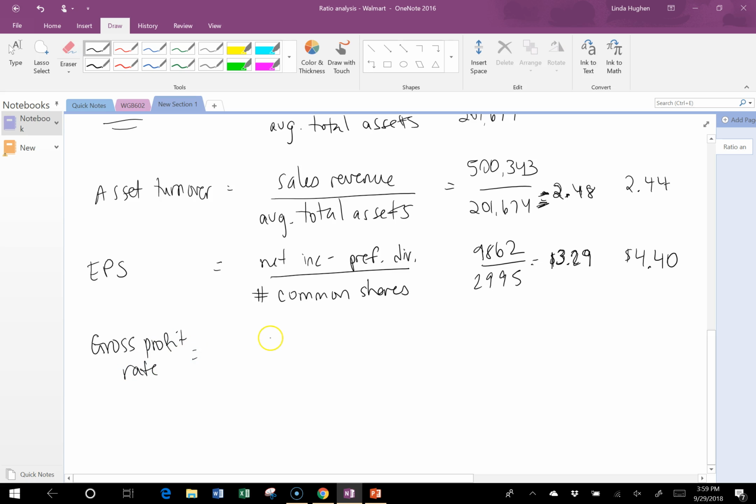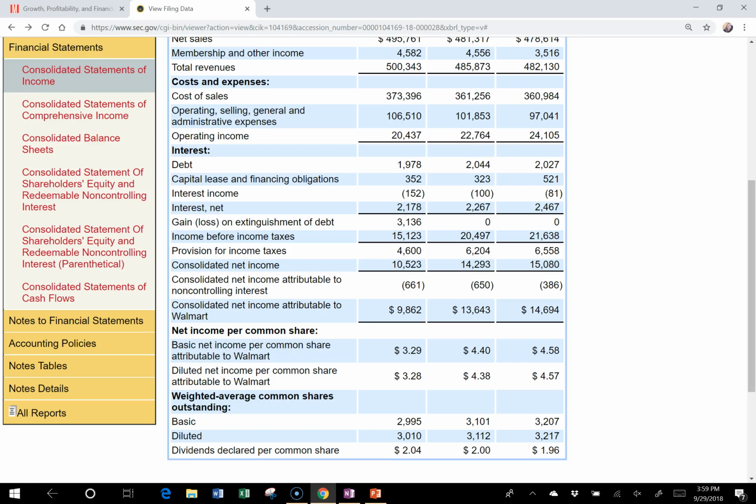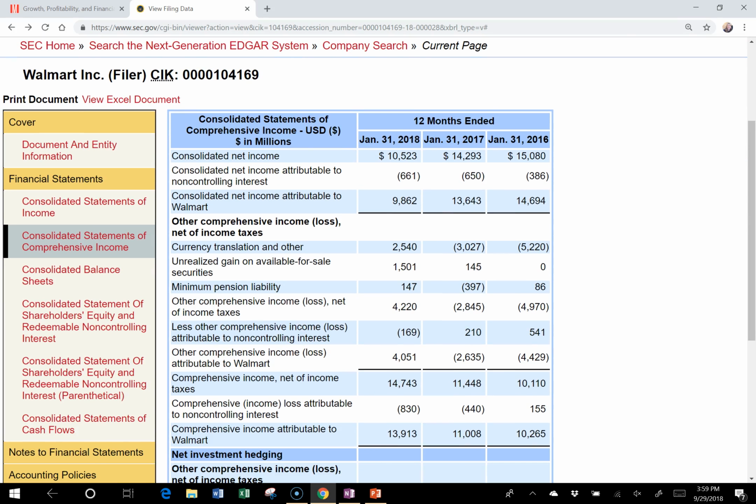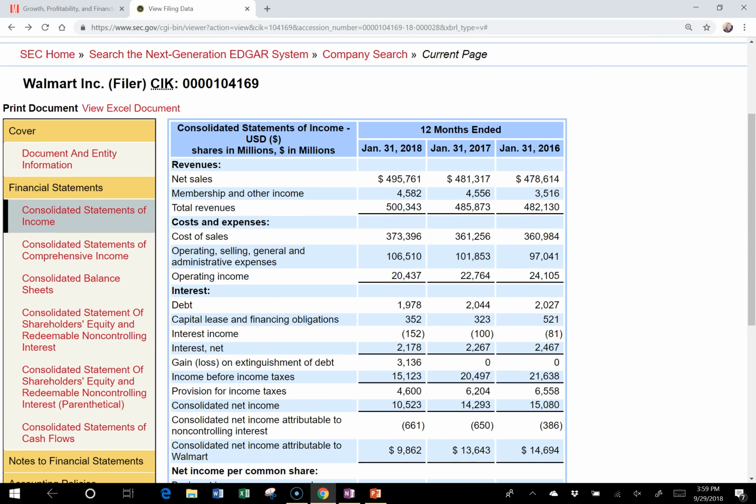Which looks at how much of the company's sales ended up as gross profit. Remember what gross profit means: sales minus cost of goods sold. So let's go to the income statement for this. What's interesting about Walmart's income statement is it doesn't give us a line for gross profit, so we need to calculate gross profit ourselves.